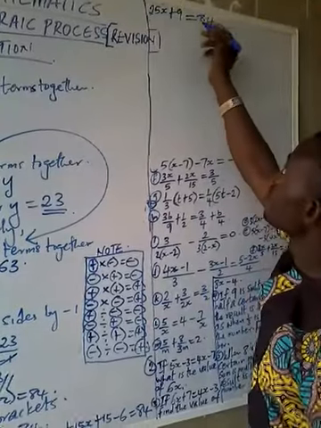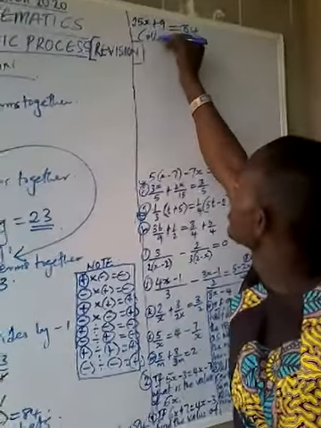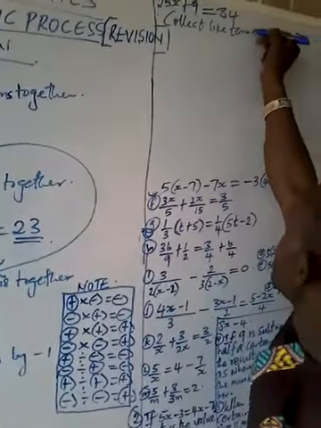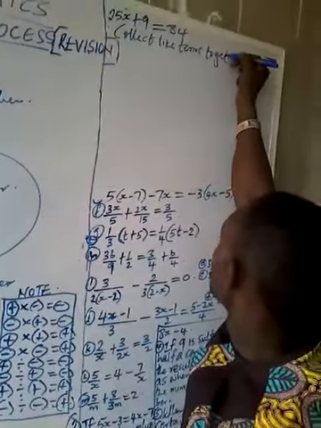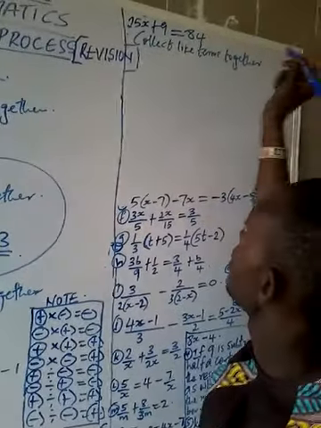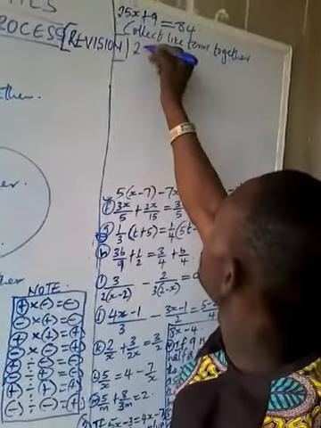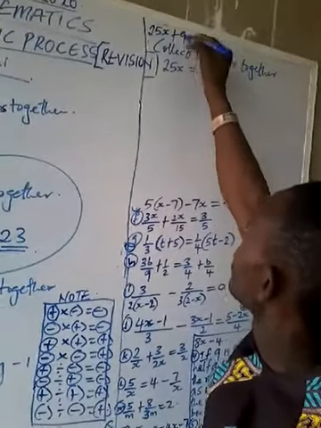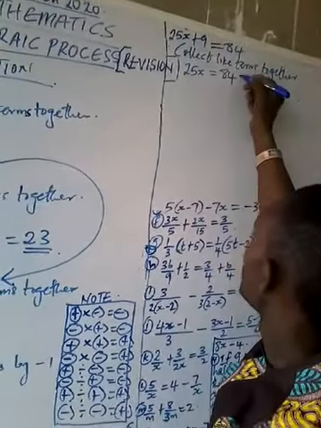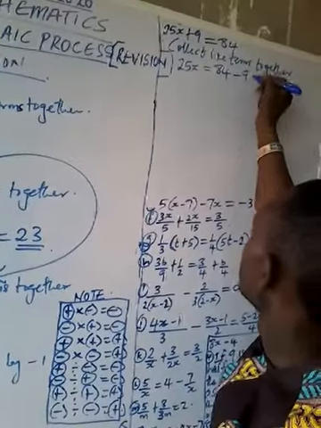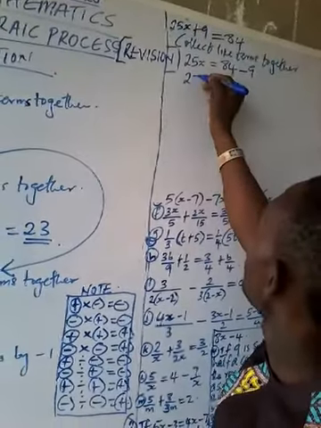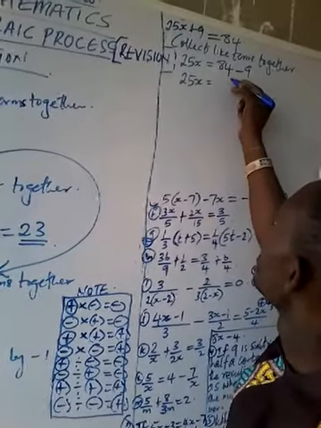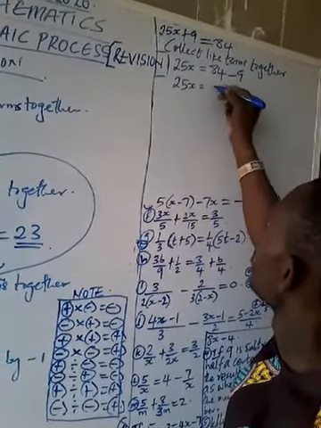Now it is time for you to collect items. If you collect items, you have 25x equal to 84 on this side. Now, this 9 is the one moving. If it moves, it will turn to minus 9. And then what do you have? 25x is equal to 84 minus 9, which will give you 75.